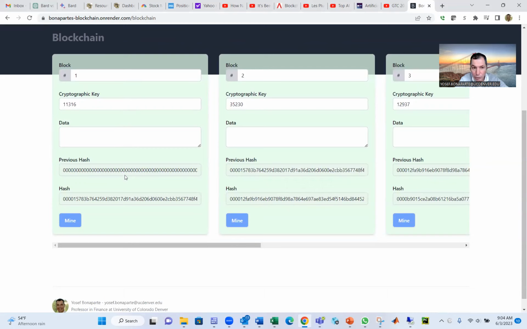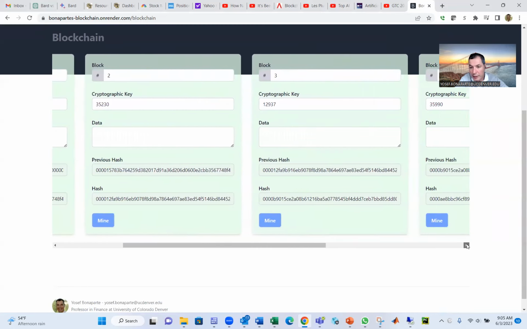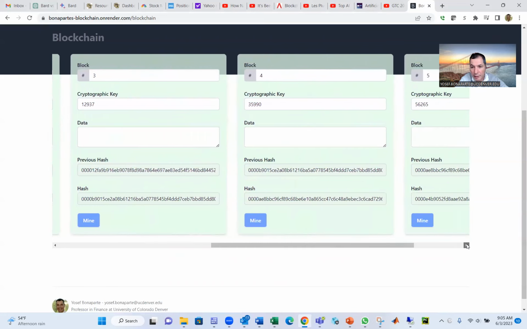But then when you have a transaction, it gives you a hash, and the hash becomes the previous hash for block 2. On block 2, after it is mined, it will have a hash, and then the hash of block 2 is going to be the previous hash for block 3, and block 4, and on and on.